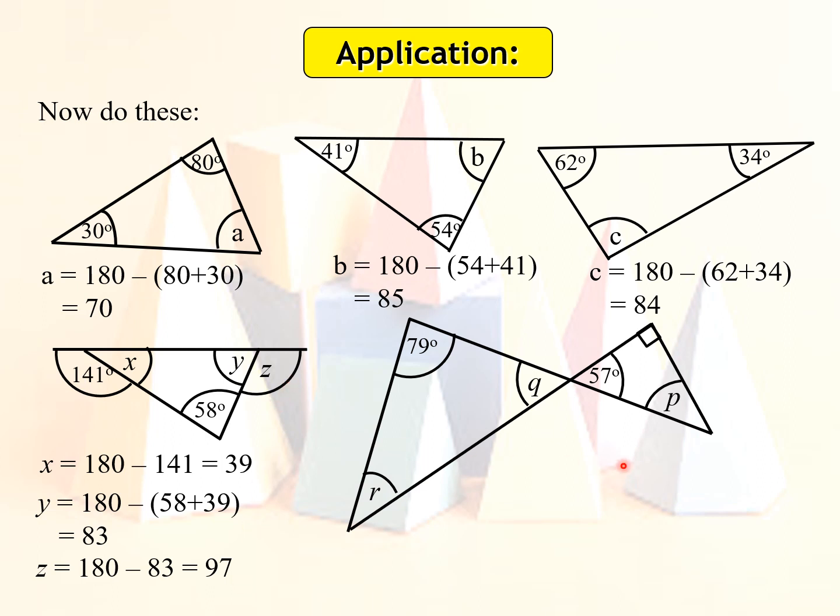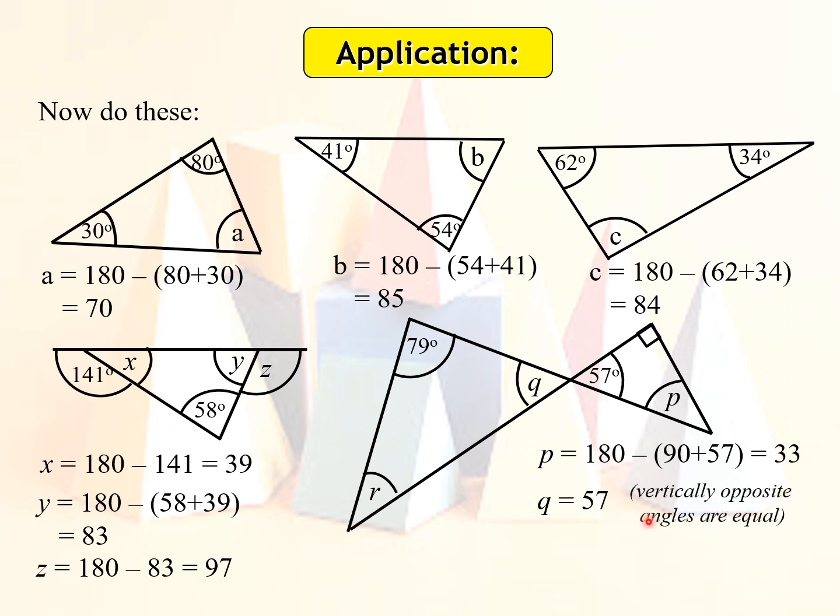And then in our last figure, first we are going to determine angle P. To get angle P, we are going to add 90 degrees plus 57 and subtract from 180, which is equal to 33 degrees. And then angle Q is 57 degrees because we all know that vertically opposite angles are equal, or vertical angles are equal.